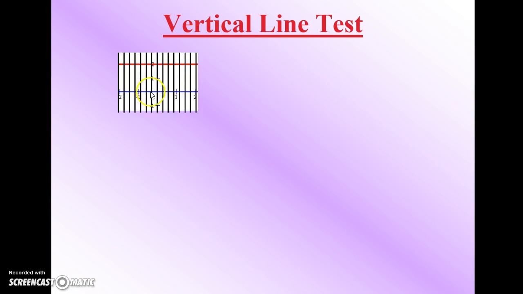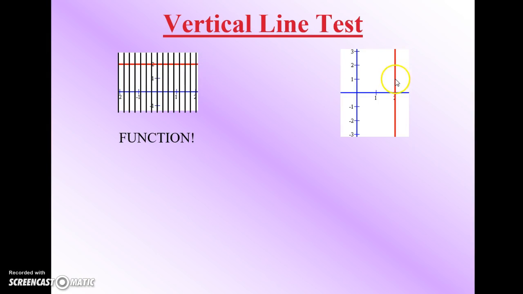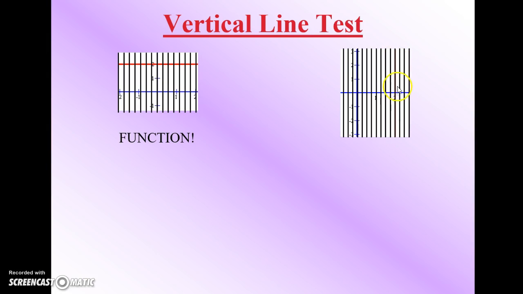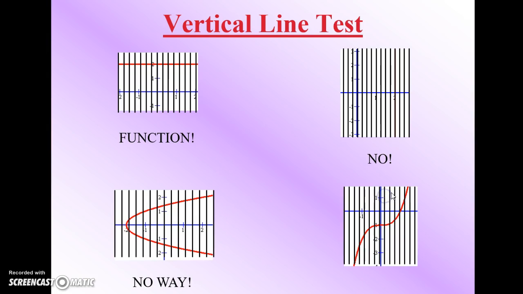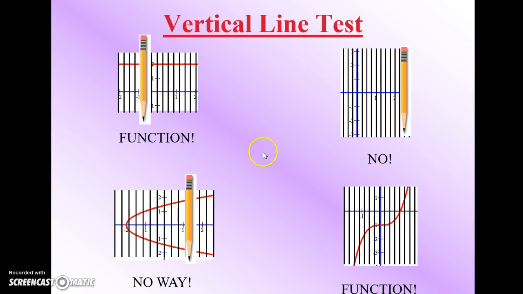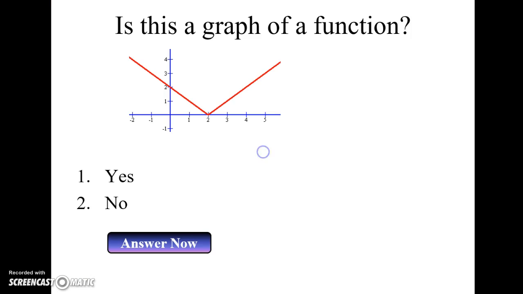So here we go. Is that red horizontal line a function? Yes. What about right here? Well, this red line is a vertical line. So if I put a vertical line, it's going to go through more than once. And then here, not a function. It hits twice. Then here, it's a function. It's not linear, it's not a straight line, but it's a function. Remember, you can use your pencil on the test, and that's your way of drawing a vertical line.